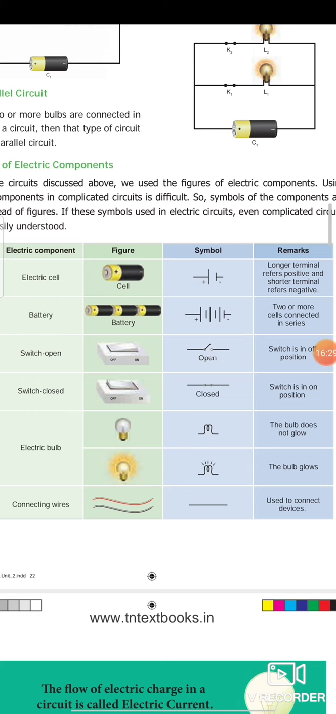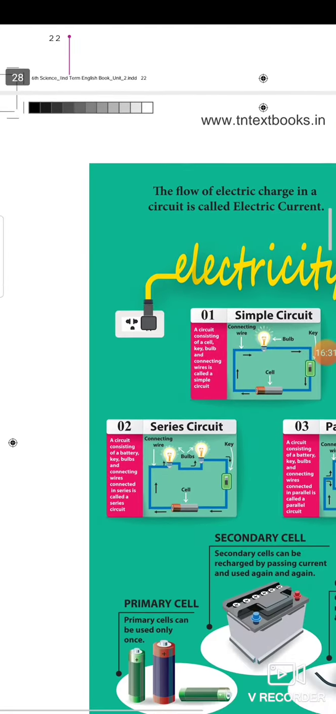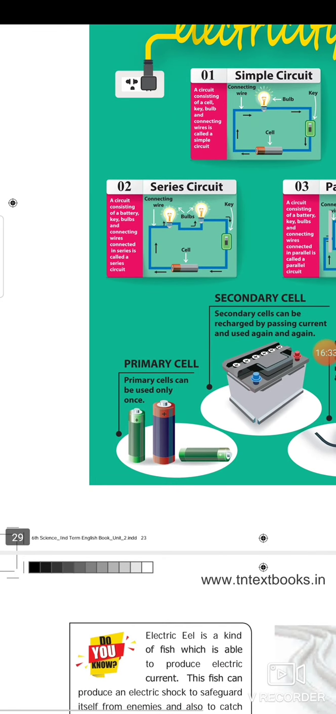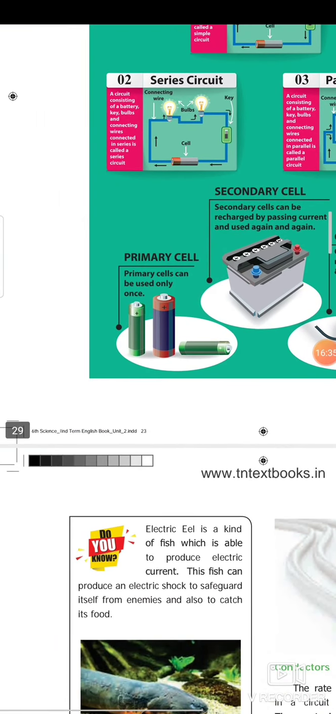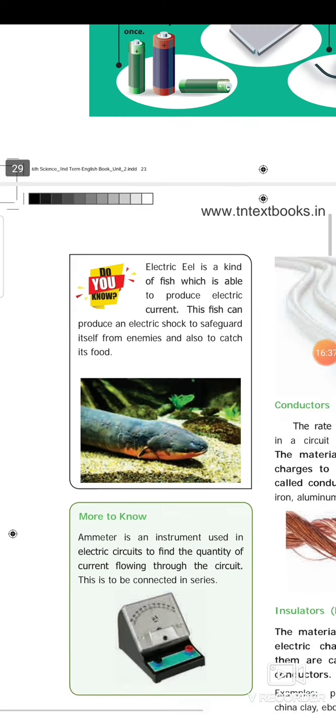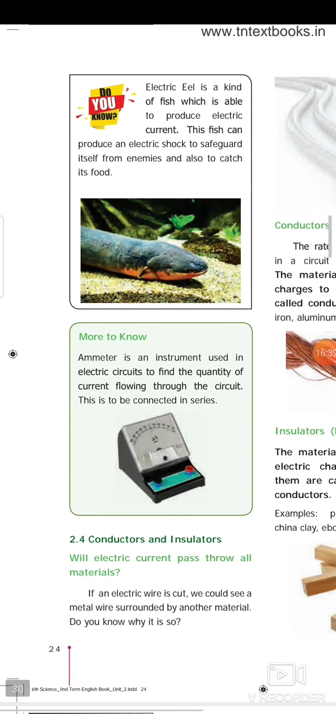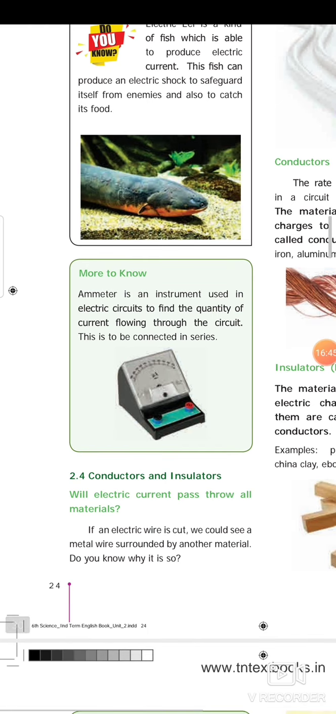Okay. Next we need to see about conductors and insulators. What are conductors and what are insulators? Will electric current pass through all material? Through plastics? Through rubber? No, it will not flow. Then the materials which allow the current to pass through it are known as conductors, which will not allow to pass through it are called insulators.